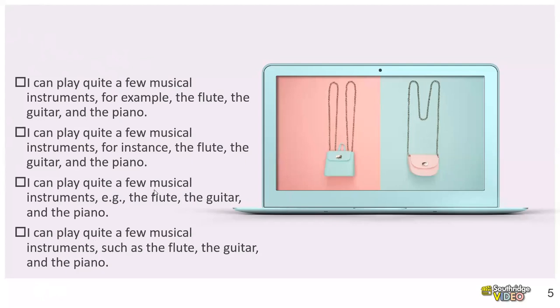Now we come to the fourth example: I can play quite a few musical instruments, comma, such as the flute, the guitar, and the piano. Who can tell the difference between the last example and the first example? The difference is that before such as, we have to put a comma, and after such as, we don't need to put a comma. Very good, that's right. And what is the similarity between the first example and the last example?